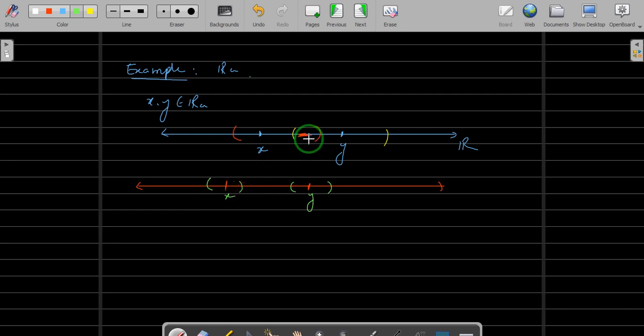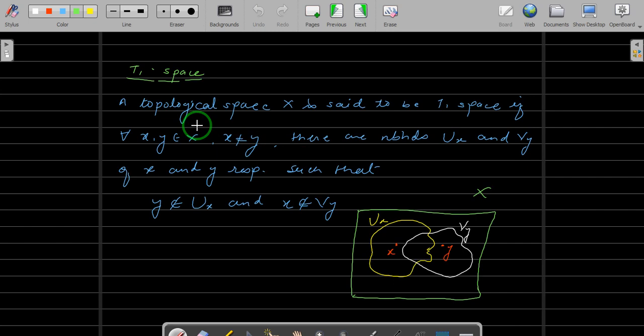So the intersection may be empty, may not be empty, that is not what we are interested in. What we are interested in is that this x should not be in the neighborhood of y and this y should not be in the neighborhood of x. In that case, we call our topological space X a T1 space.